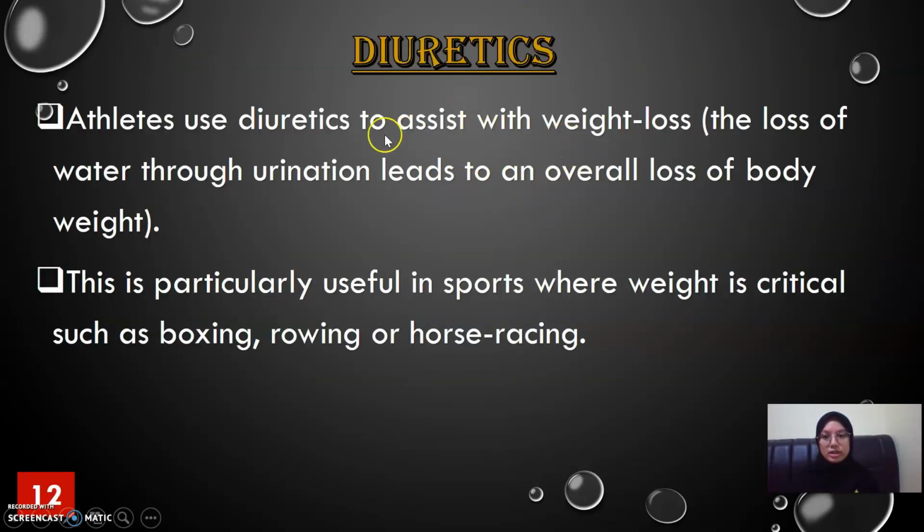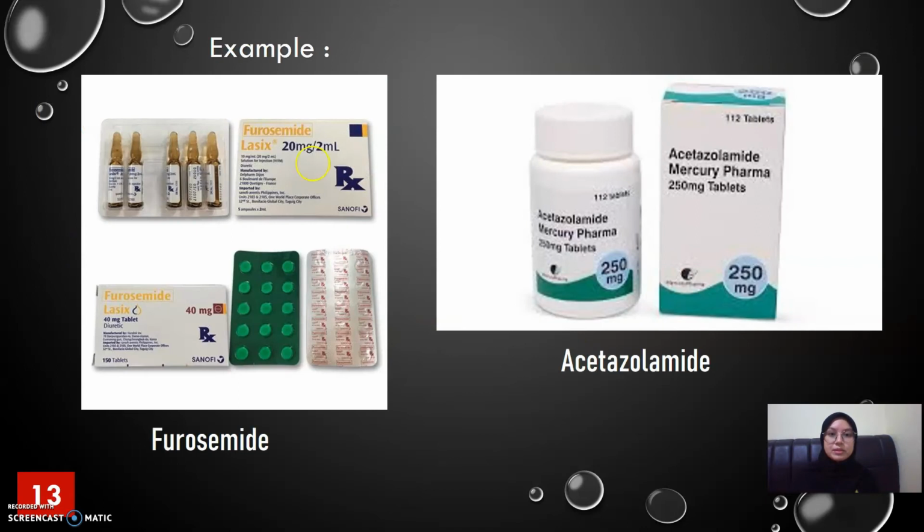Okay, next is diuretic. Athletes use diuretics to assist weight loss. The loss of water through urination leads to an overall loss of body weight. This is particularly useful in sports where weight is critical, such as boxing, rowing, and horse racing. Okay, this one is an example for diuretics.